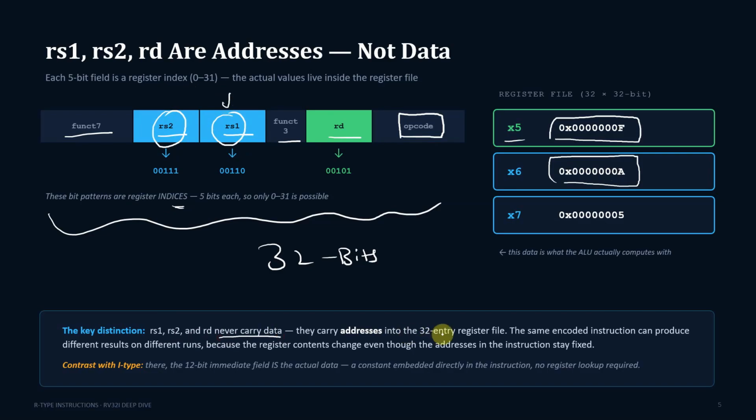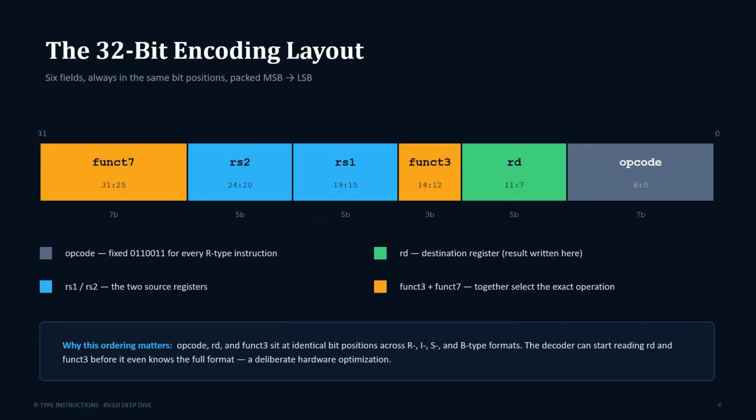They are carrying the addresses in the 32-entry register file, and the same encoded instruction can produce different results on different runs, because the register contents change even though the addresses in the instruction stay fixed. So this is what my R-type instruction is going to look like. Coming to the bit encoding layout.